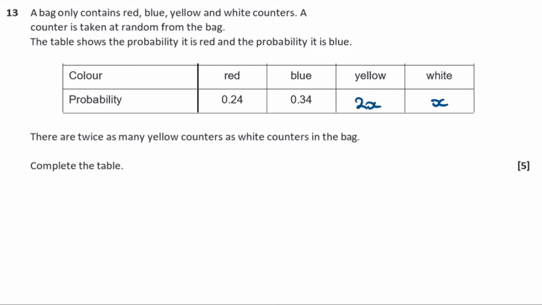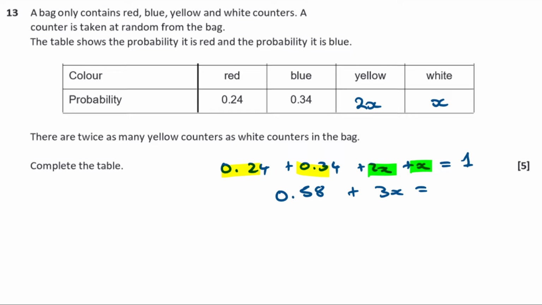Okay, so each of these probabilities added up is everything, it's certainty, and that is equal to 1 in terms of probability. So if I take these values, 0.24 plus 0.34 plus the 2x plus the x, I'm certain to get one of those 4 results, so that must add up to 1. Let's combine these together. What's 0.24 plus 0.34? That's going to give me 0.58, and I've got 2x and x, so collecting like terms, I'm going to get 3x. So I've got 0.58 plus 3x is equal to 1.